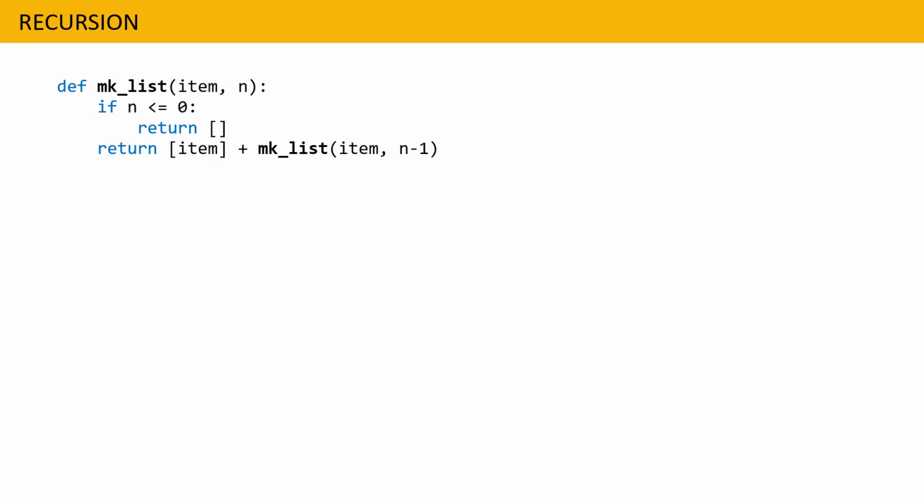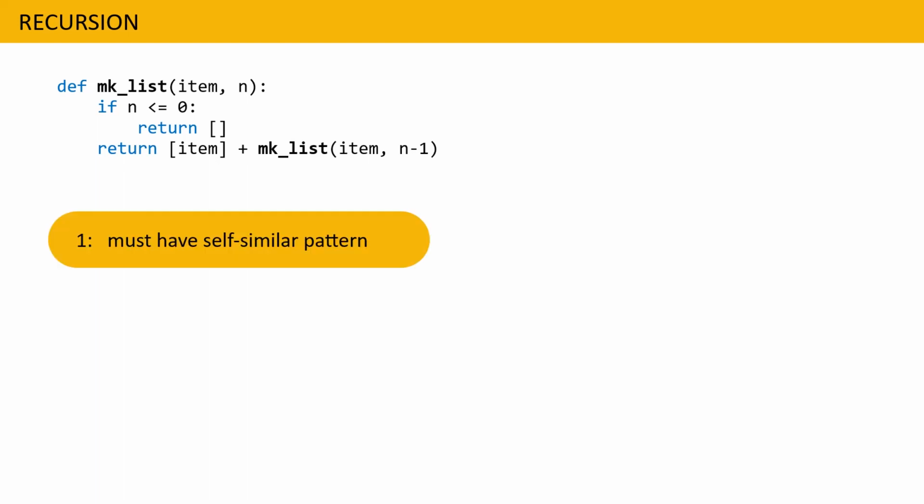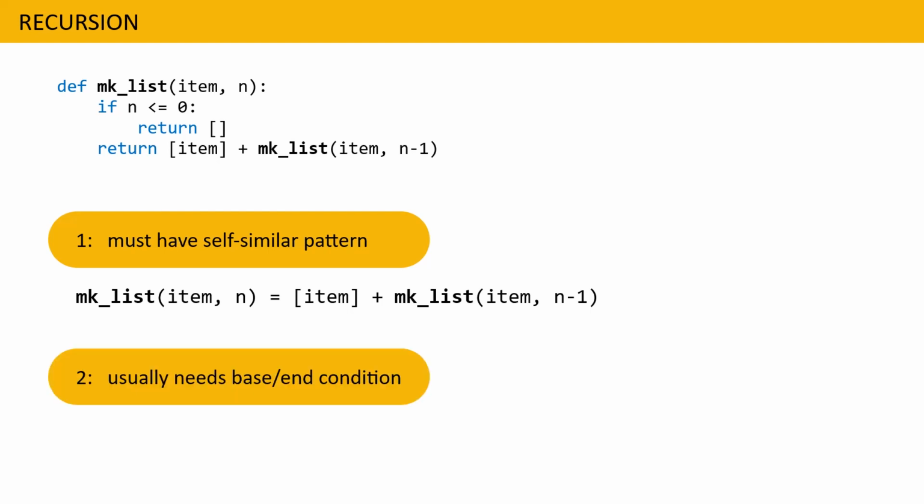Let us step back a little and identify the two essential components of recursion. First, there has to be a self-similar, self-replicating pattern. In the case of makeList, it is the fact that a list with n items is defined as a list with 1 item plus a list with n minus 1 items. Second, generally an end or base condition is required to stop the recursion from running infinitely. In the case of makeList, we stop when n reaches 0.